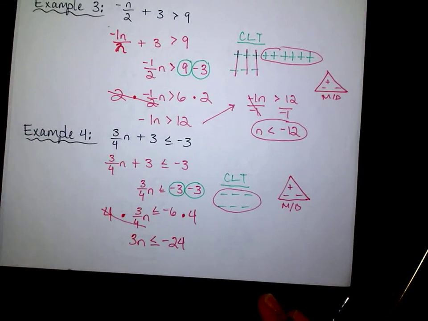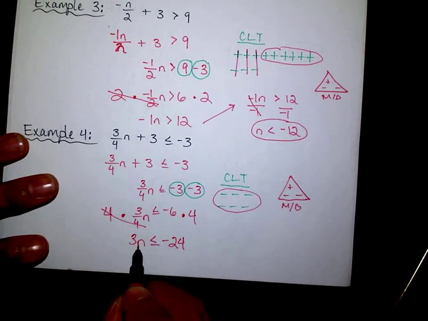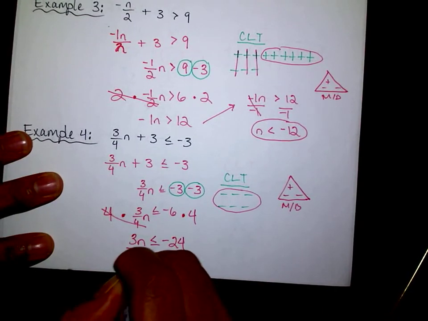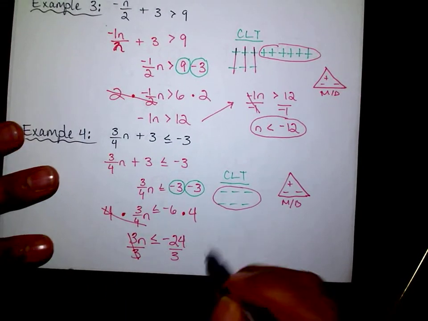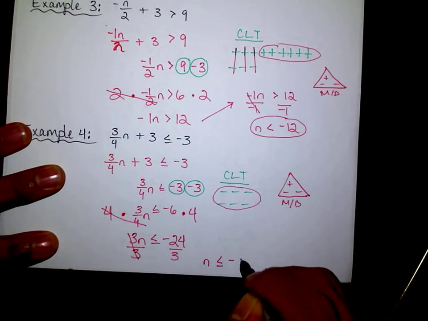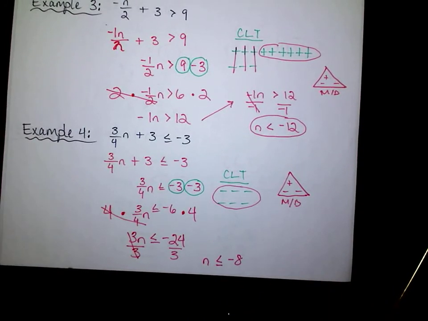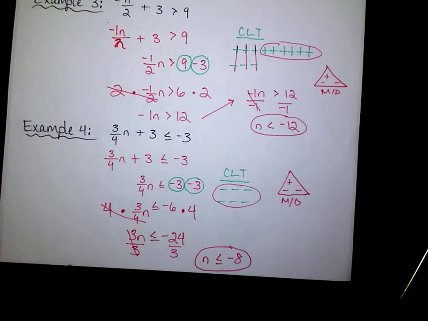Now our last step here is simply to divide, because this is 3 times n. To undo multiplication, we divide. And that's going to leave us with n is less than or equal to negative 8. Now the sign doesn't flip here because we didn't divide by a negative. So the sign stays the same. And that's it there.